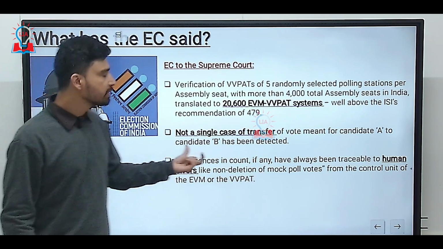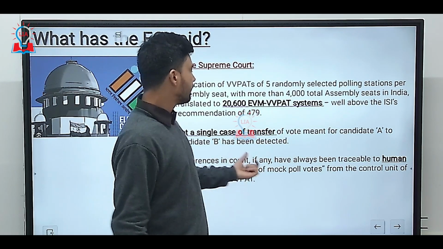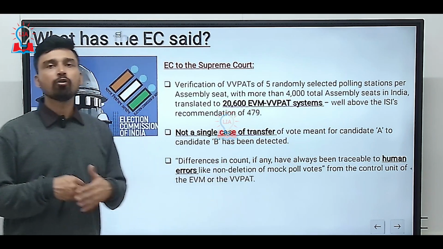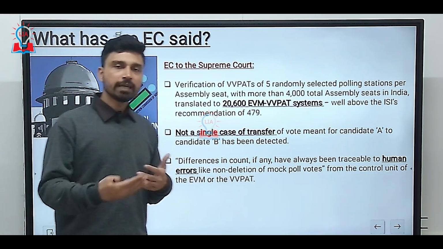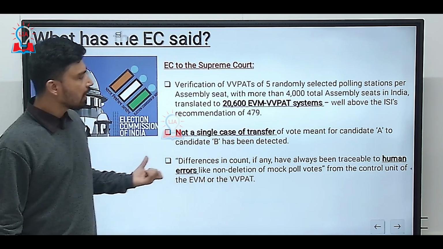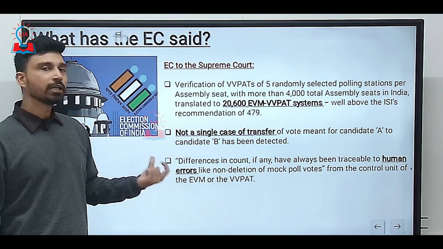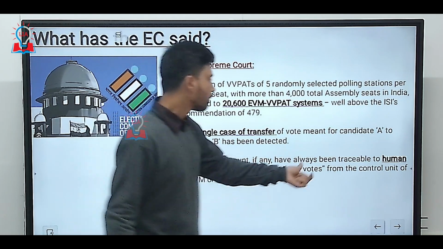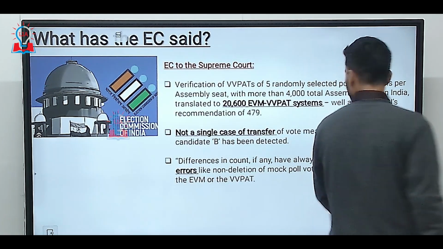Third is the differences that sometimes emerge in the count. It says it is not because of dysfunction of the VVPAT system or some technical error, it is largely traceable to human errors like non-deletion of mock poll votes from the control unit of the EVM or the VVPAT.